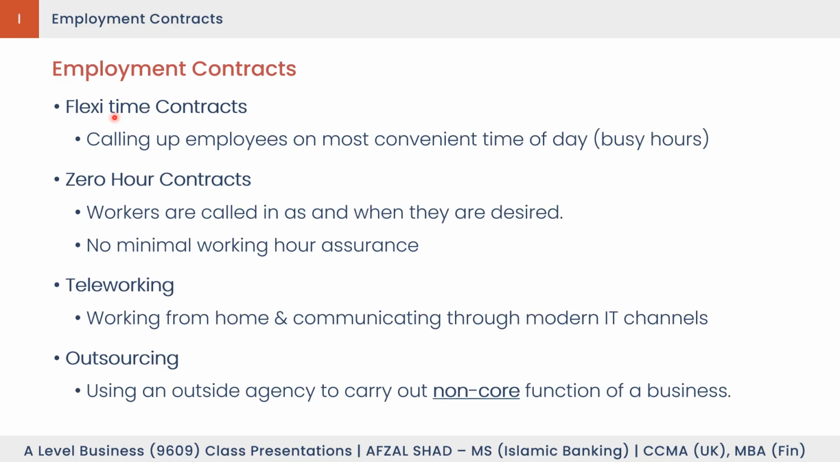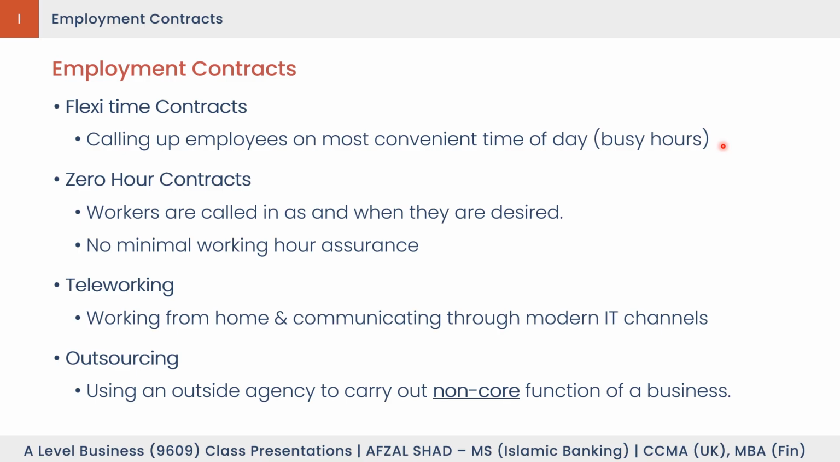Then we have the flexi time contract. What is flexi? Flexible. Flexi time contract means calling up the employees at the most convenient time of the day, that is the busiest. Convenient doesn't mean that if it is convenient for you to come at late night 12 o'clock, that means it's convenient. No, convenient for the business. Convenient means when the business requires. So flexi time contract is when the business requires you more, it asks you to come at that point rather than the off days or off timings.